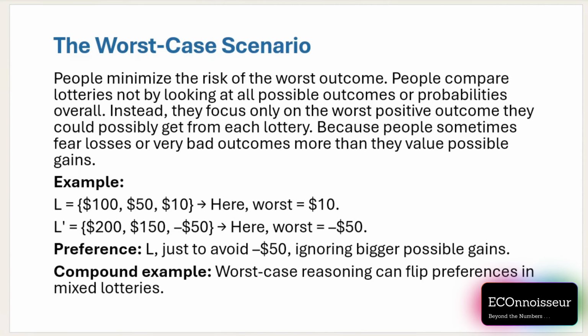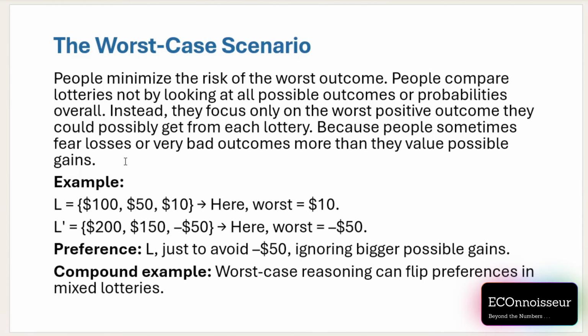The fourth and the last violation of the independence axiom is the worst case scenario. In this case, the preference of the decision maker is the worst possible outcome. He prefers the worst possible outcome to avoid.